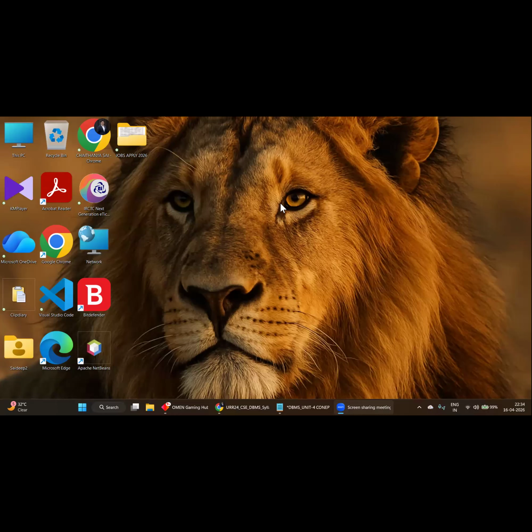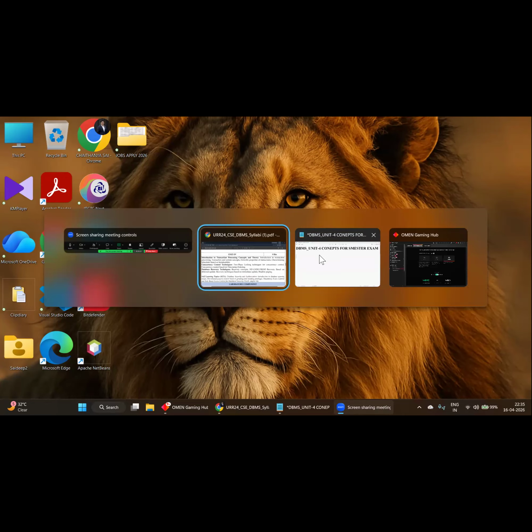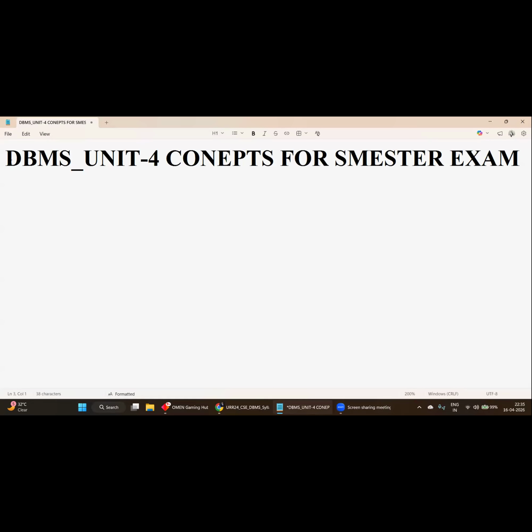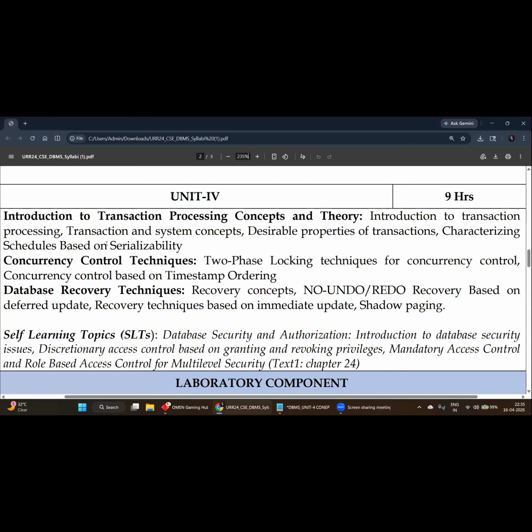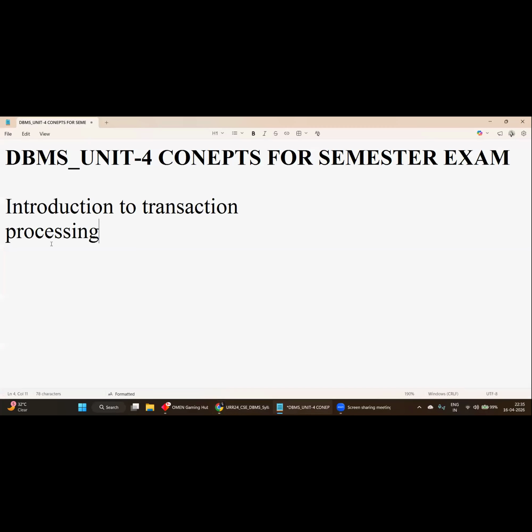Today we are going to discuss an interesting topic, that is database recovery system. This is our Unit 4 concept, most important for semester exam. So let us discuss now. Today we are going to cover the concepts of introduction to transaction process, concepts and its theory. Okay, we will see this now.